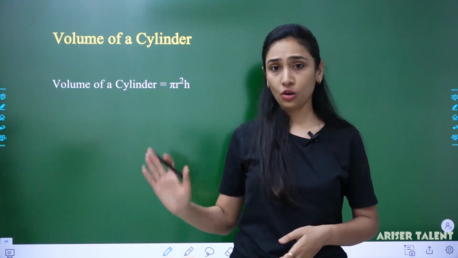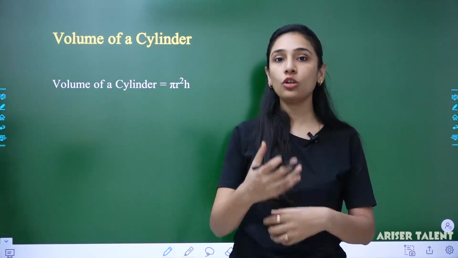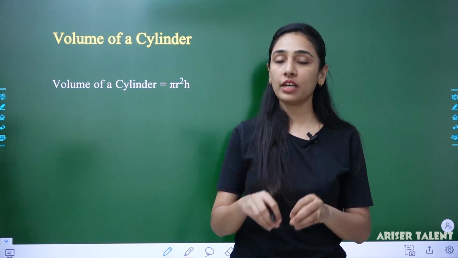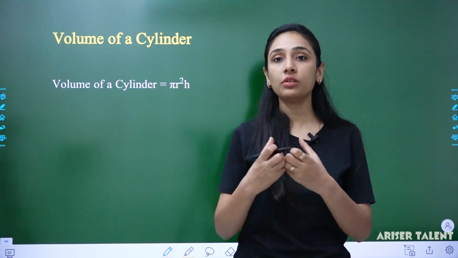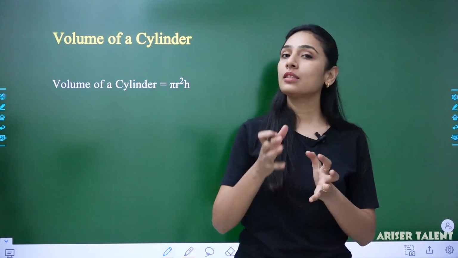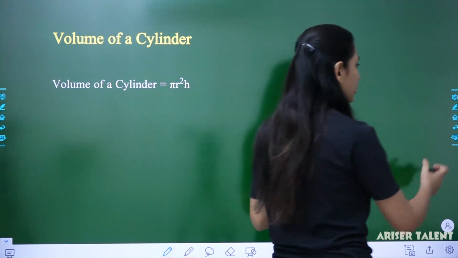In the previous lecture, we talked about the volume of a cylinder, and we derived that the volume of a cylinder is pi r square h. Now it's time to solve some good and interesting questions based on the volume of a cylinder. First, we will do some easy questions, and then we'll raise the standard of the questions.